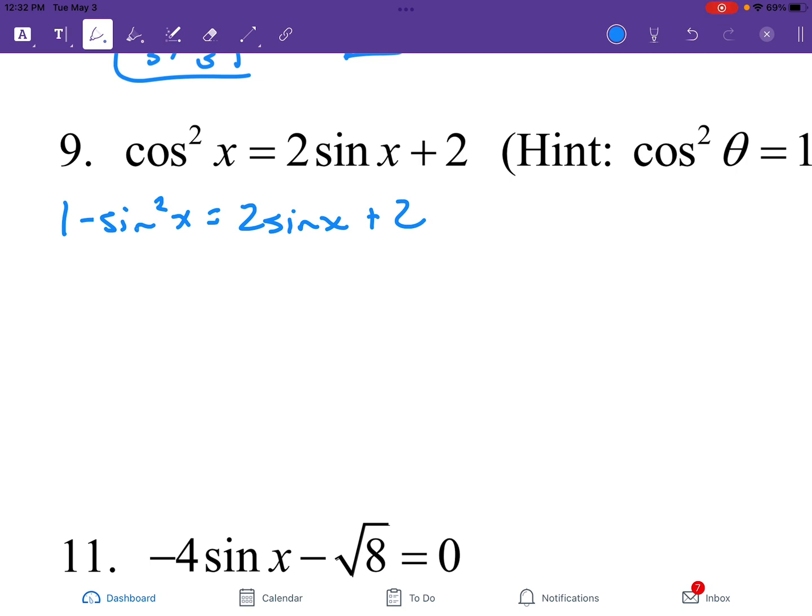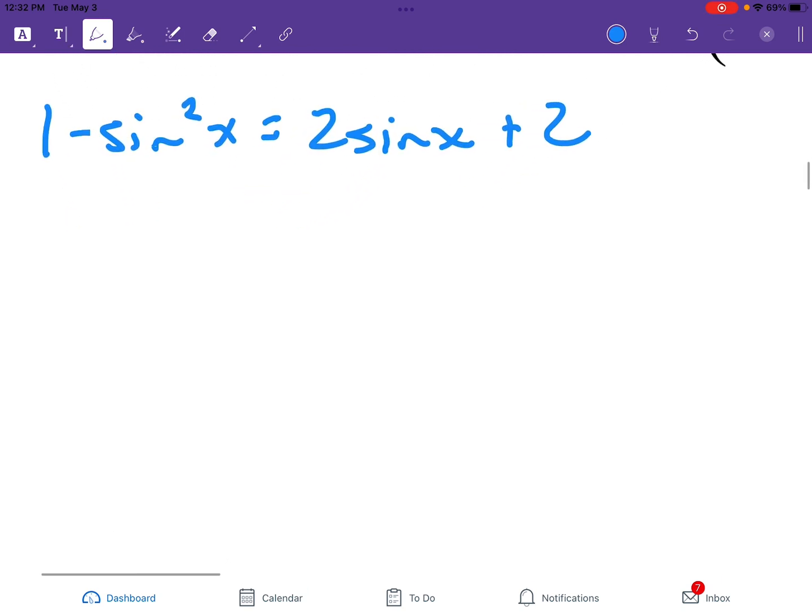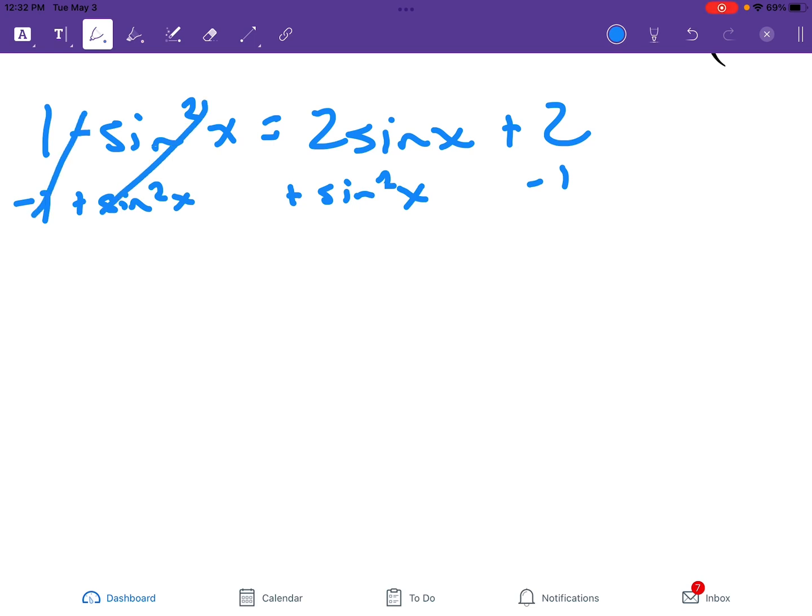Now I'm going to move all the stuff on the left over to the right because I want the sine squared to be positive. So I subtract 1 and add sine squared of x, and that will go away. I can't combine the 2 sine of x and the sine squared of x because they're not like terms. One's being squared and one is not. So I rewrite them in order: sine squared of x plus 2 sine of x plus 1 equals 0.